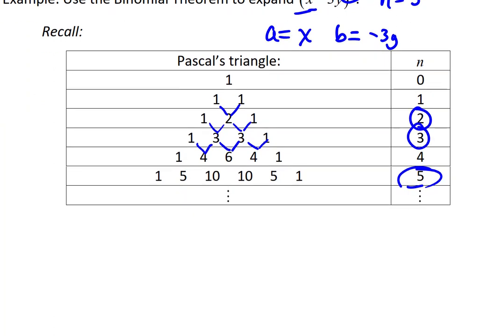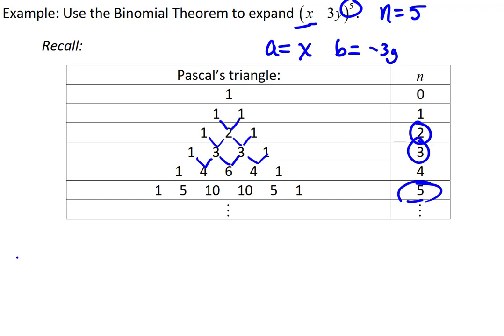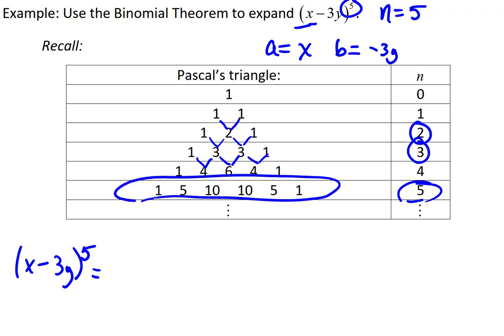The best way to write this out is to start with the coefficients and then write out the rest from there. So let's write out the original problem: x minus 3y all to the 5th equals, and then first of all just the coefficients. We're talking about where n was 5, so that's the last row we have written in Pascal's triangle. I'll write those coefficients in the order in which we see them: 1, 5, 10, 10, 5, 1, leaving some space.